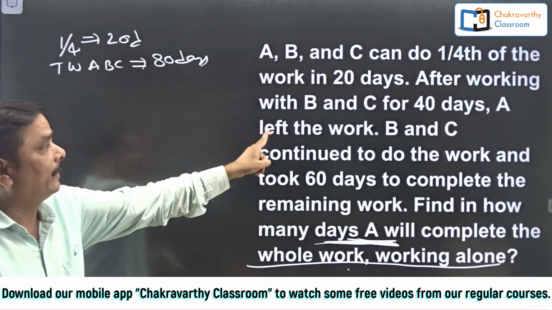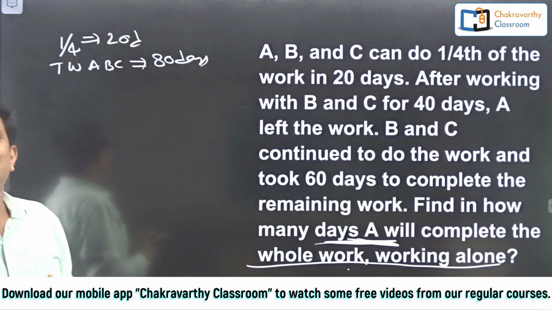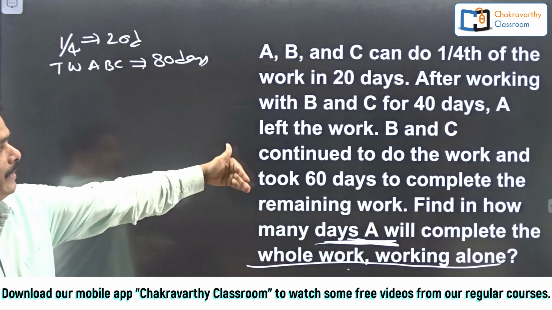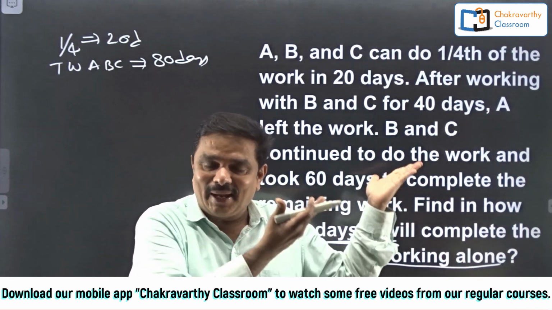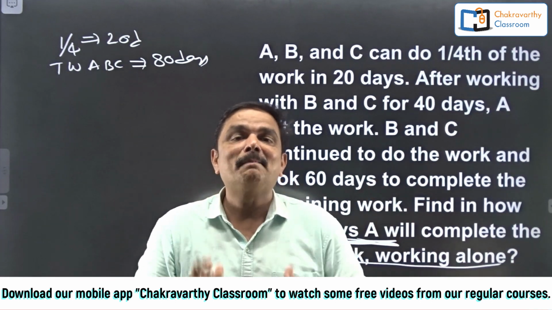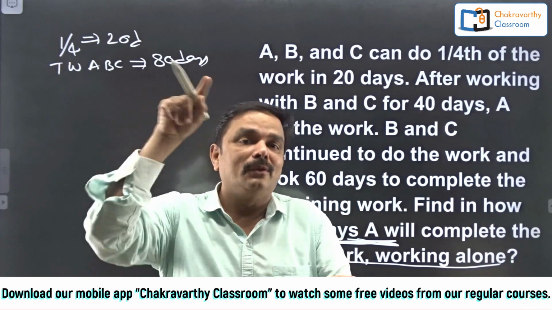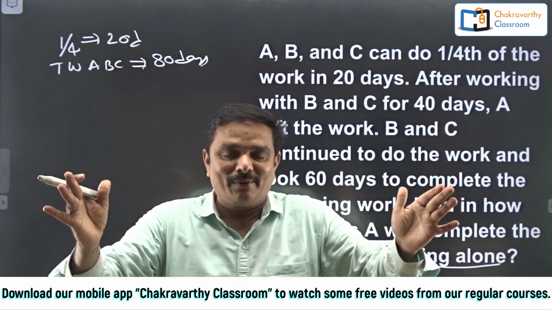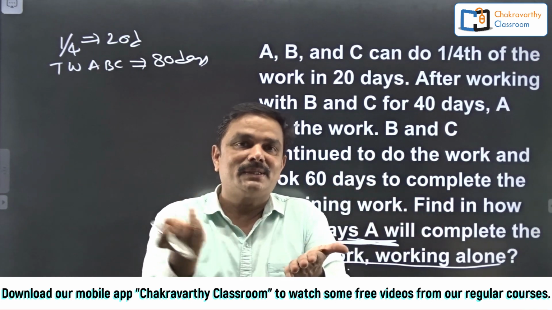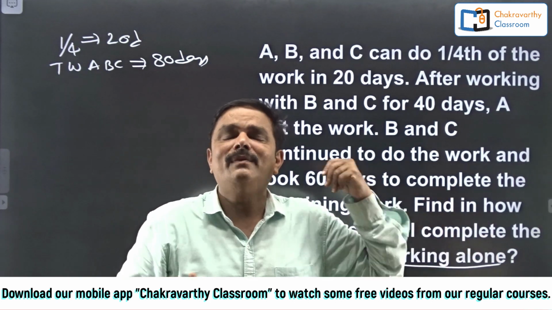Then they have given that after working with B and C for 40 days, A left the work and the remaining work was completed by B and C in 60 days. Simple one. With the help of this data, I can compare the efficiency of ABC with that of BC. Two clusters are there, two divisions are there, right? ABC's efficiency to BC's efficiency can be found very easily.